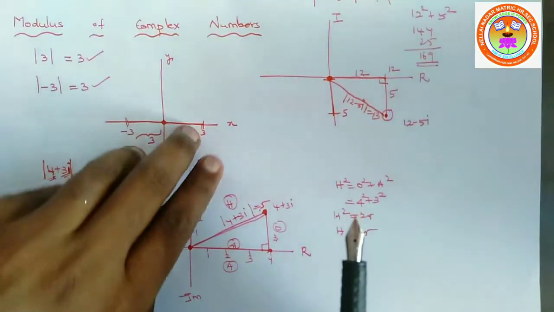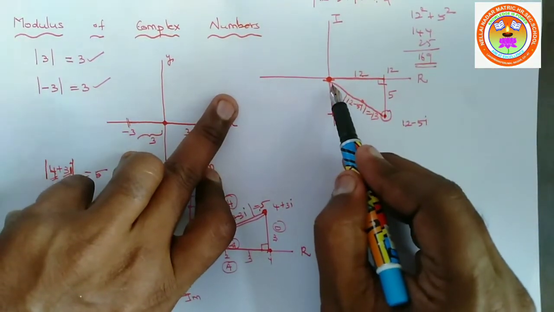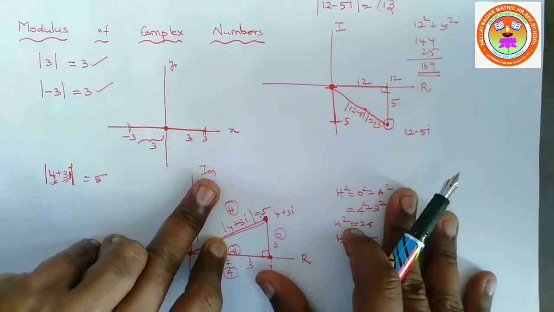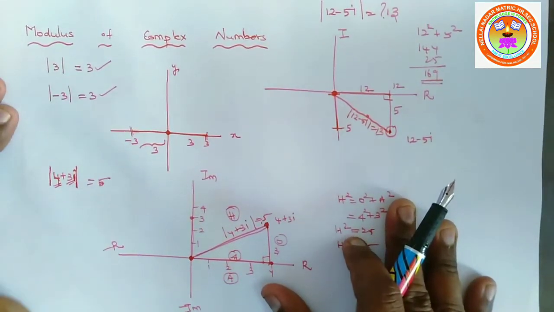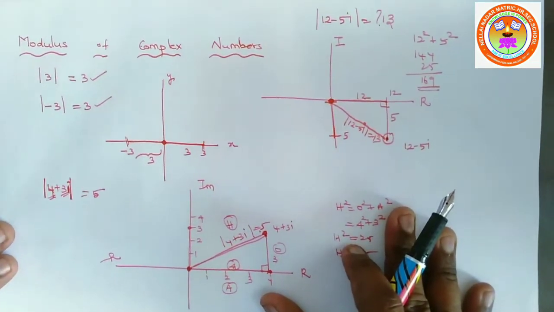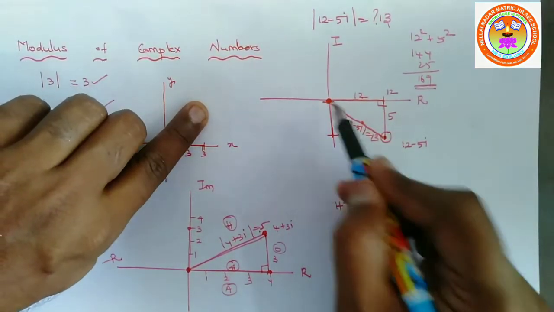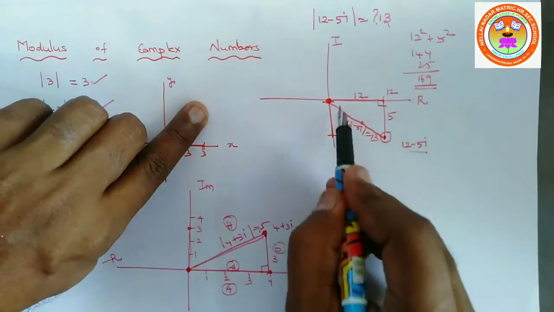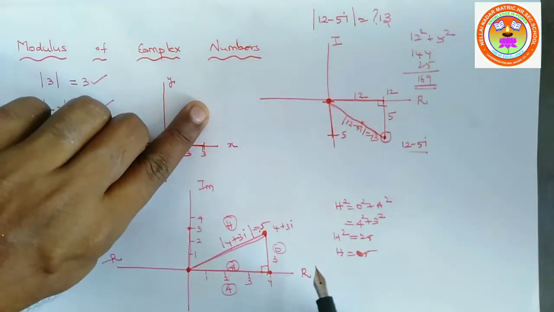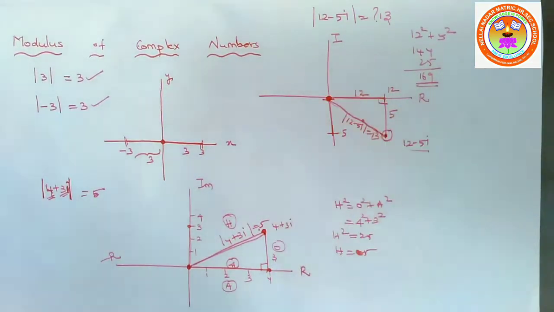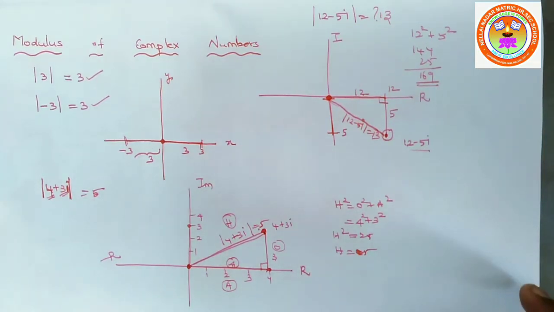So 13 is our distance between the origin and the complex number. The distance between the origin and the complex number is nothing but 13. So how easily we have found the distance between the origin and the complex number 12 minus 5i. The distance is 13. So this is nothing but the distance between the origin and the complex number, but they are giving some formula for that.